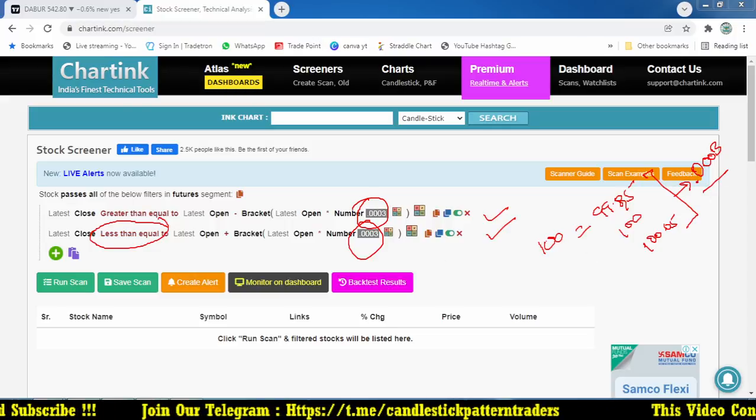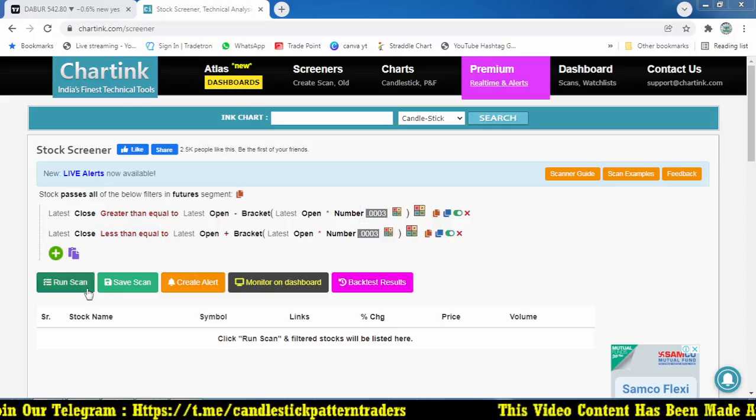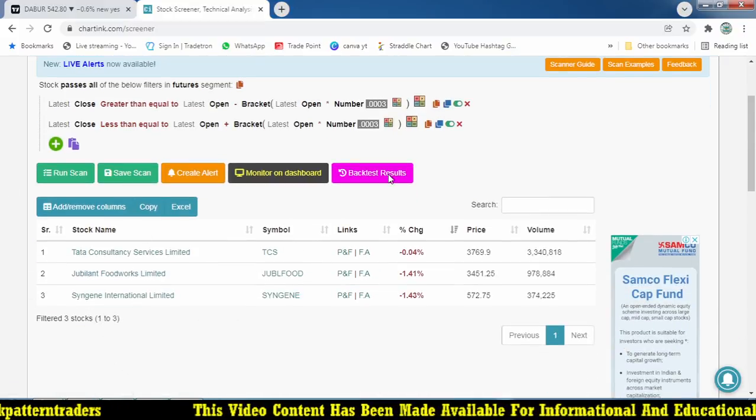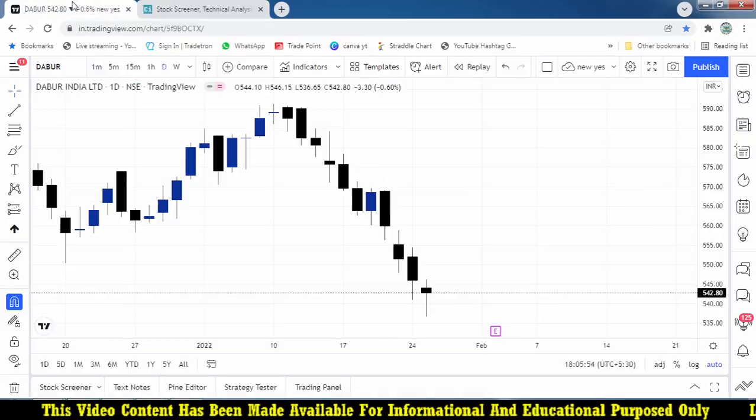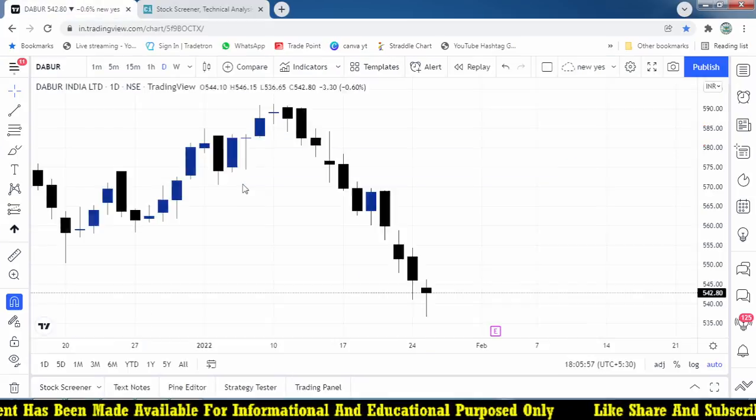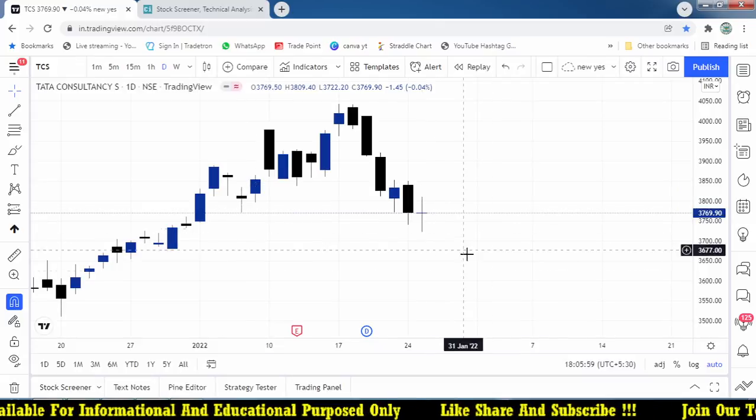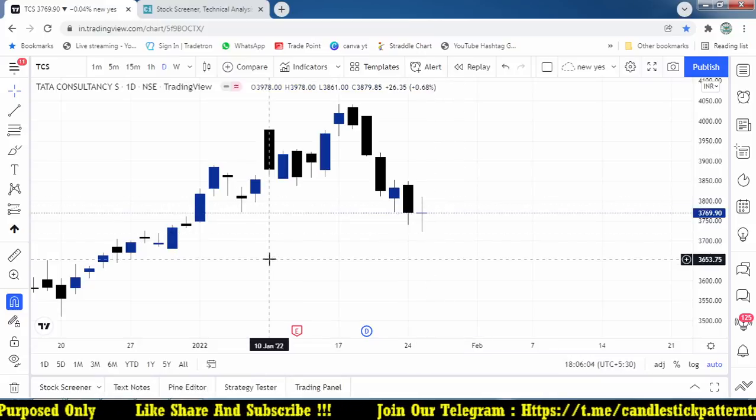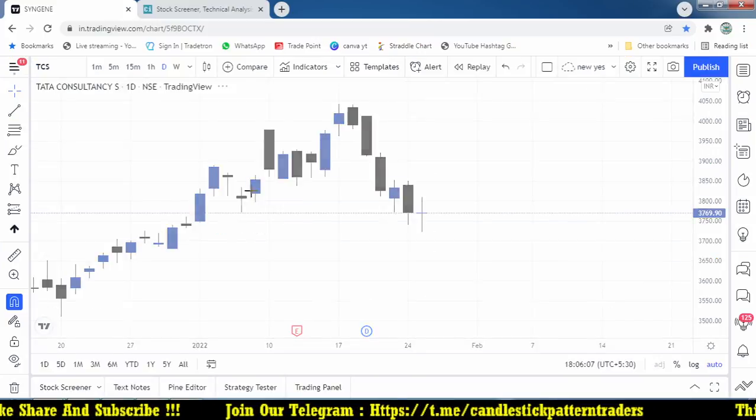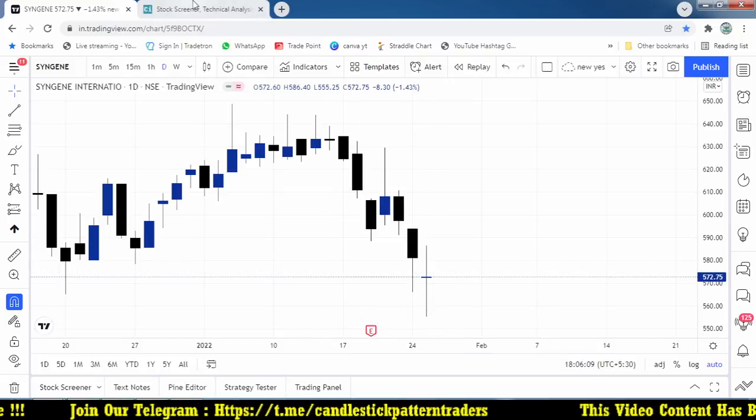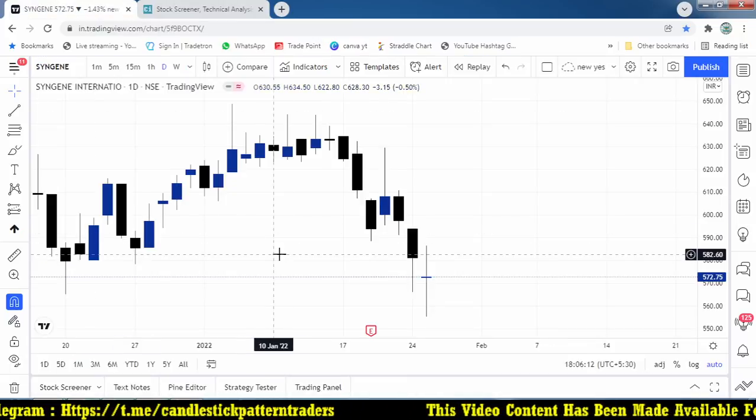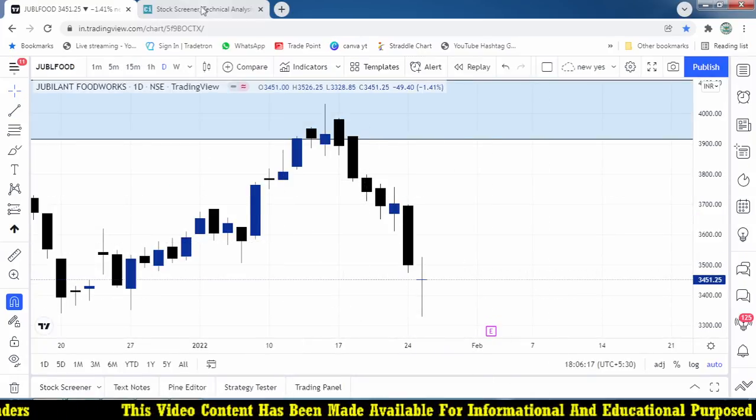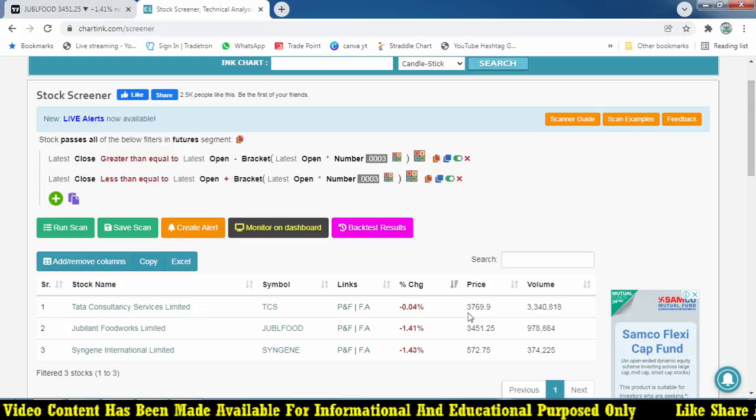So let me try it out and see if any stock forms one. Let's see, TCS, Jubilant Food and Syngene are the stocks forming a doji today, right? Let's check whether the code is working. TCS is a perfect doji today. Can you see the doji? Perfect. Syngene, that is also a doji, and Jubilant Food, that is also a doji. So the scanner exactly filters out the doji candles, right?